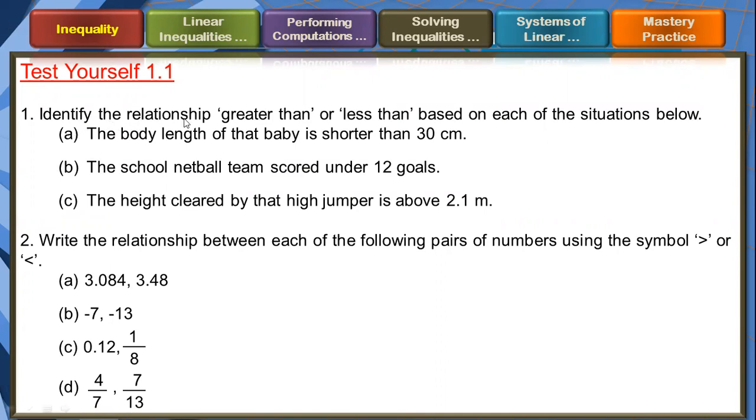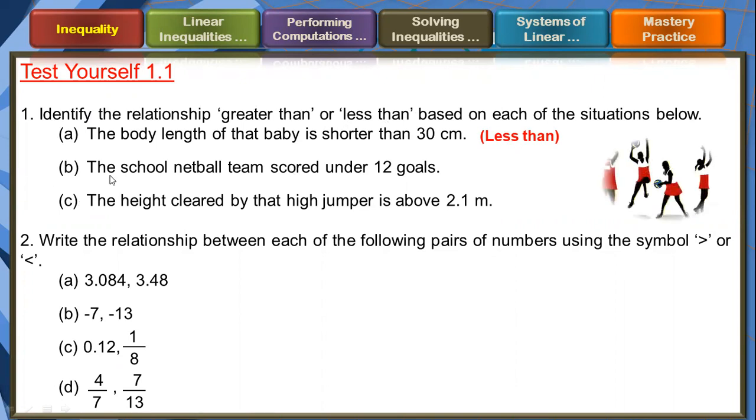For one, identify the relationship greater than or less than based on each of the situations below. A, the body length of that baby is shorter than 30 centimeters. So we're talking about the body length of a certain baby. How do we do it? To describe it, the relationship is less than, because the word shorter here gives us an idea that it is less than.